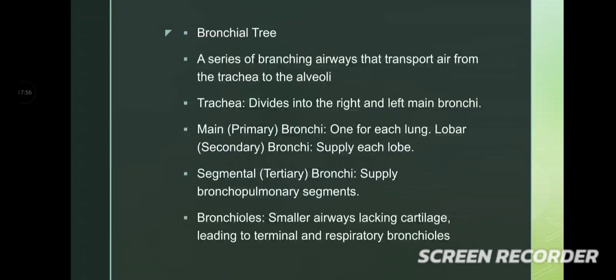And there's what we call the bronchial tree. The bronchial tree is simply a series of branching airways that transport air from the trachea to the alveoli. The trachea divides into the right and left main bronchi, the primary bronchi, 1 for each lung. Then the secondary bronchi are for each lobe, and then the segmental or tertiary bronchi supply the bronchopulmonary segments, and then the bronchioles are smaller airways. The bronchioles lack cartilage, leading to terminal and respiratory bronchioles.